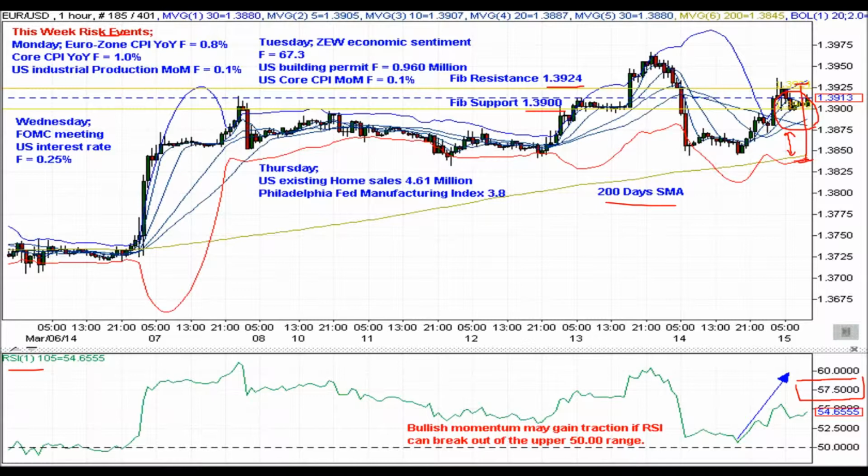This week will be a full pack of risk events for the Eurozone as well as the US market. On Monday, we have the Eurozone CPI year-on-year forecast to be at 0.8%, while core CPI year-on-year is forecast to be at 1%. Also, US industrial production month-on-month is forecast to be at 0.1%. Tuesday, we have the ZEW economic sentiment for Europe, forecast to be at 67.3%. The U.S. building permit is forecast to be at 0.96 million, while U.S. core CPI month-on-month is forecast to be at 0.1%.